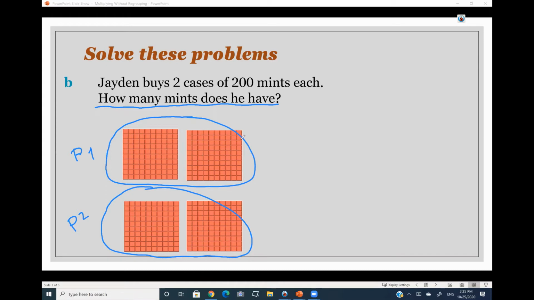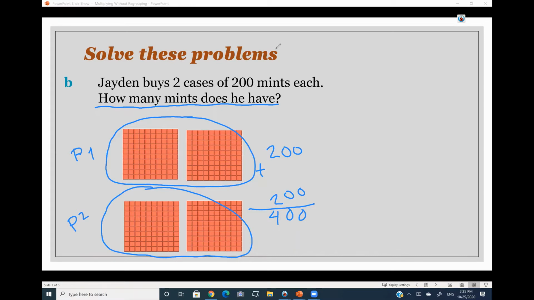Now to solve this problem, what we have to do is to remember if this one has 200 and this one has 200, all together means we need to add them, which is going to be my repeated addition. I'm going to have 0 ones, 0 tens, and 400. So my answer is going to be 400.